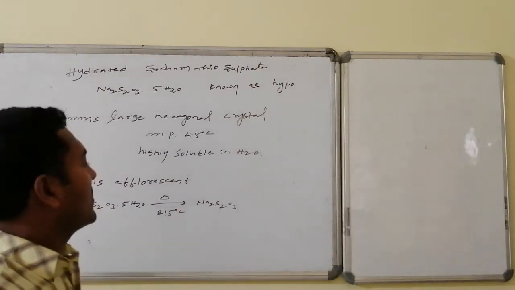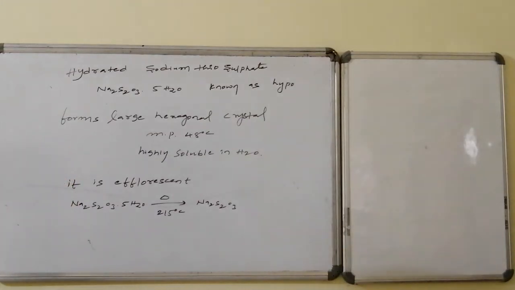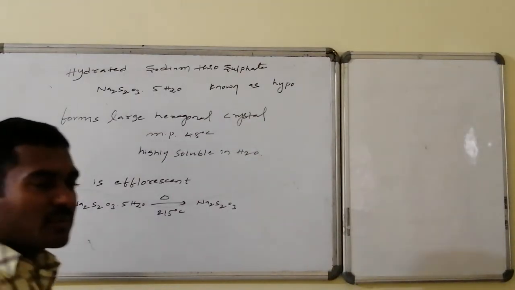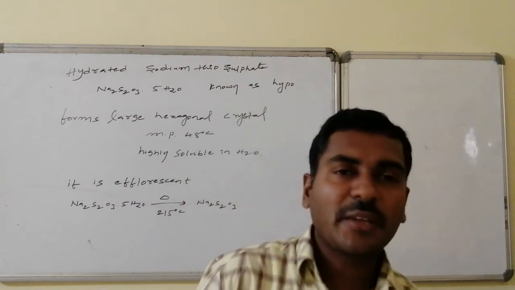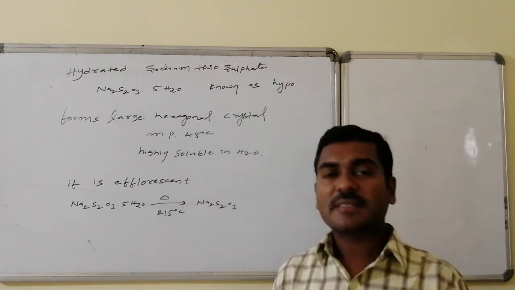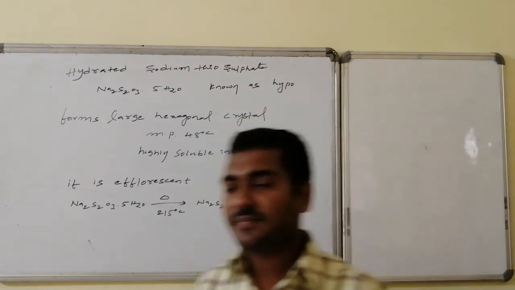This is not crystalline. Na2S2O3, sodium thiosulfate, is not crystalline. Sodium thiosulfate pentahydrate is known as hypo, and that is present in the crystalline form.